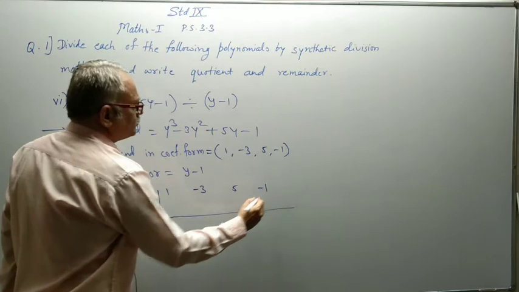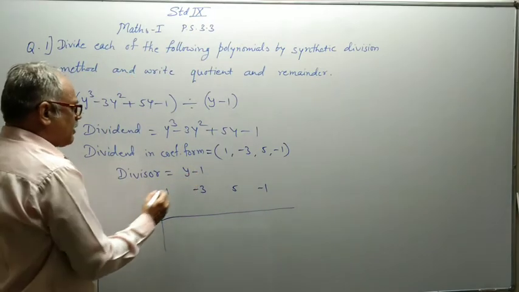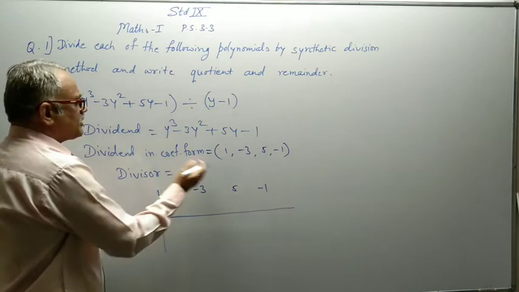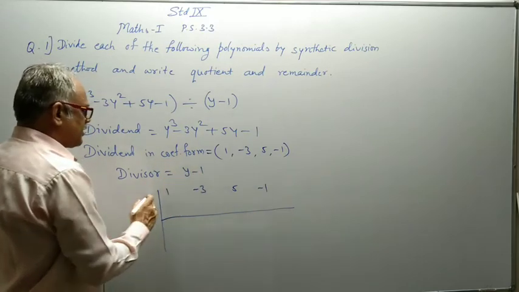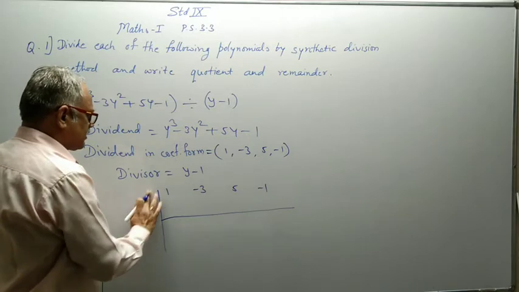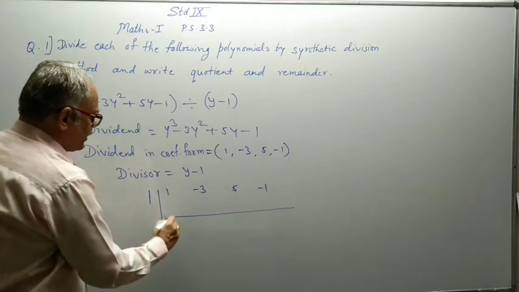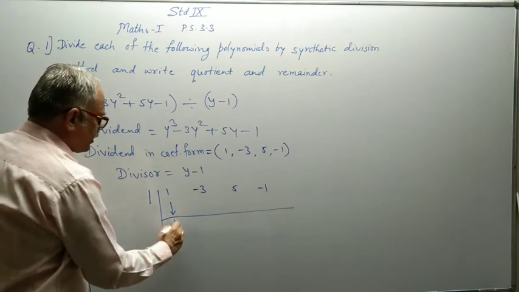Then as it is divided by y minus 1, you have to write plus 1 over here. If it is x plus a, we write minus a. If it is x minus a, we write plus a. Similarly, when it is y minus 1, we have to write plus 1. First, the highest degree coefficient you have to take down as it is.